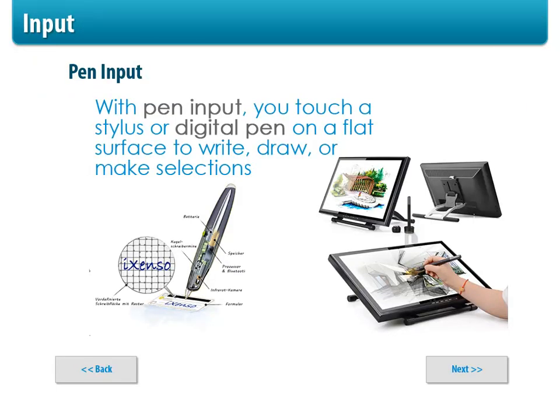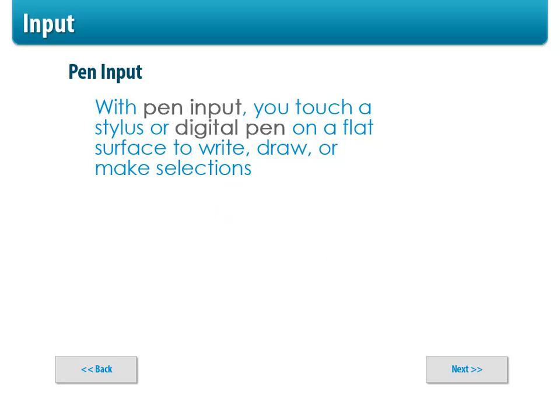Pen input or digital pen is basically using a tool on a flat surface to write or draw. In the digital arts, we use it a lot. We're also using it now on some of your phones and some of your tablets.